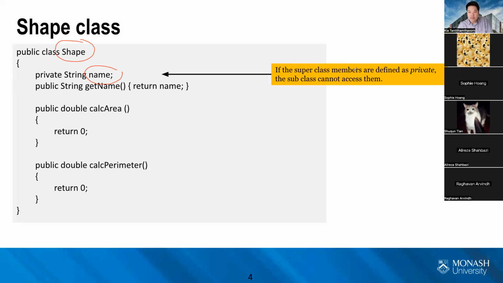Shape class, and this is when we draw that diagram. But if we want to translate it into a Java program, this is what we will do. Normally, we just create a public class Shape. This part is the attributes. We create the name here, and we declare it as private. If the superclass members are defined as private, the subclass cannot access them. The public get name method lets the subclass access and return the name. The shape class has the base operations, calculate area and calculate perimeter, which just return 0 because different shapes have their own calculation formulas. That's why we don't define it here.